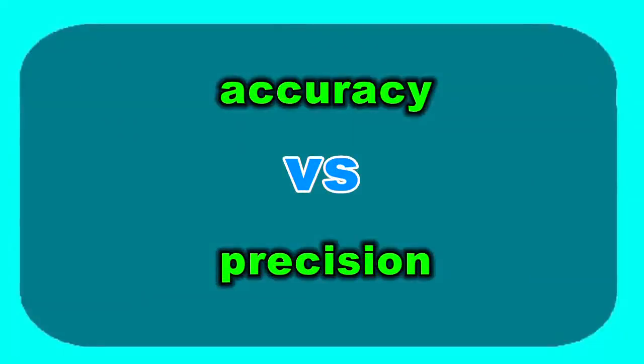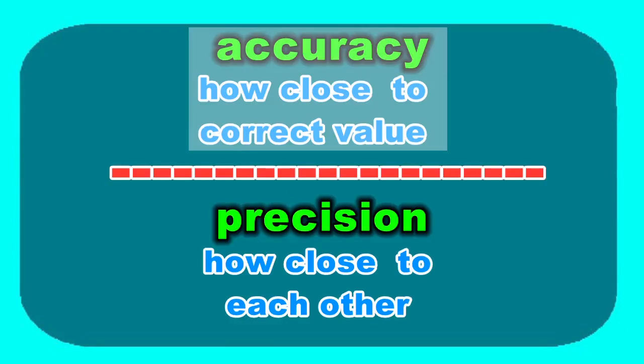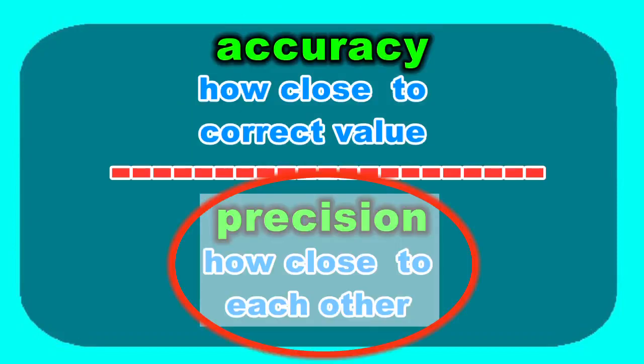Measurement is one of the main tasks of various sciences, especially physics. There are two basic concepts in measurement that may be confused: accuracy and precision. Accuracy indicates how close the values are to the correct value. Precision shows how close the values are to each other.